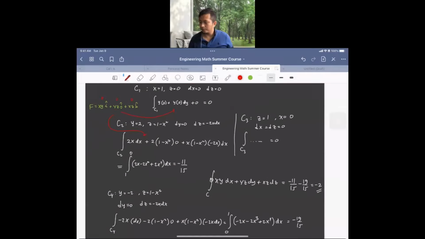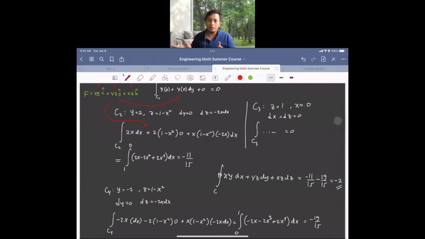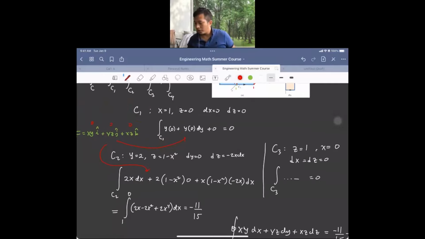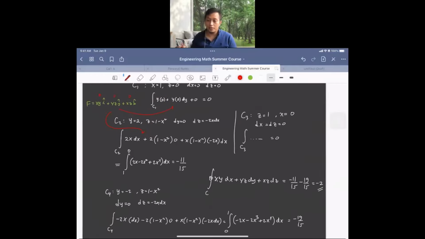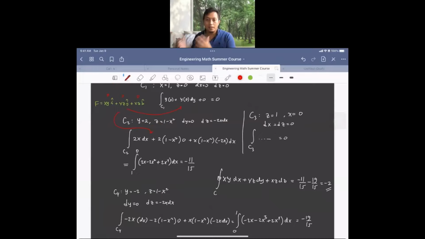So using Stoke's theorem and using the approach of dividing the curve into several paths, they result in the same value. So all this C1, C2, C3, C4 is just my approach to verify that our Stoke's theorem result is correct. Okay.